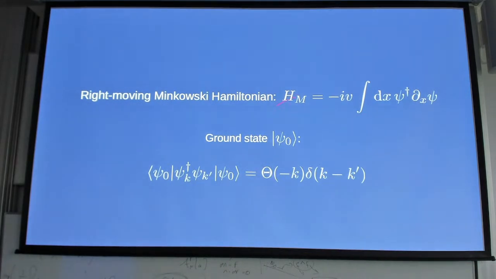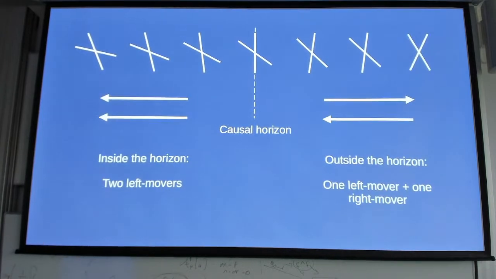So this is now my simplified Minkowski Hamiltonian, and if we define a proper ground state for it, then it's simply the Fermi sea, the filling of all the negative momentum states. Okay, so the way you get Hawking radiation is to quench this vacuum state, to time evolve it with a Hamiltonian which has a horizon.